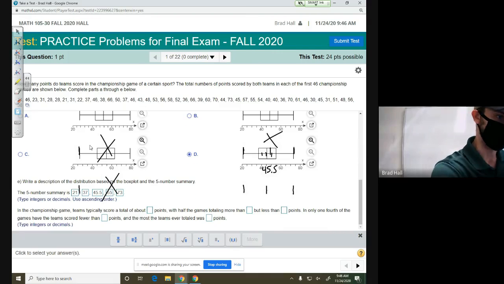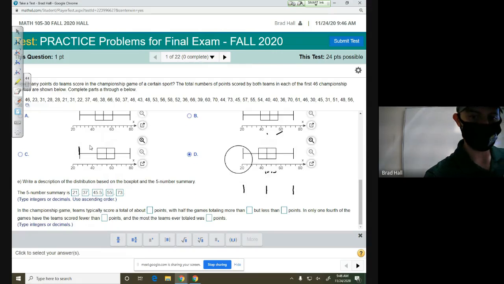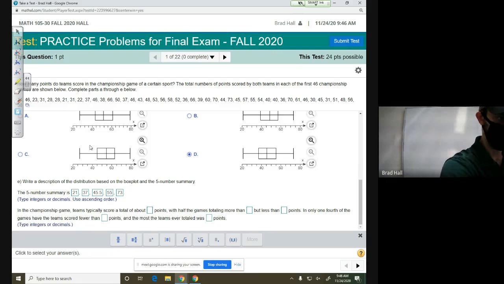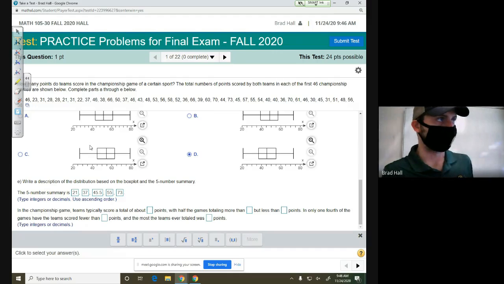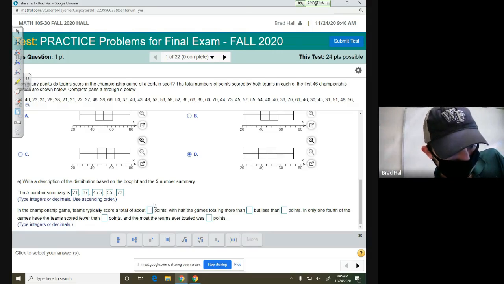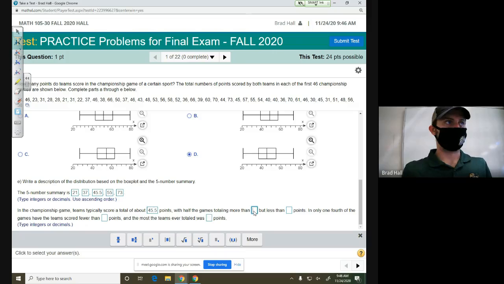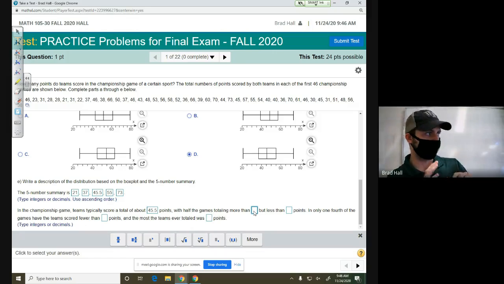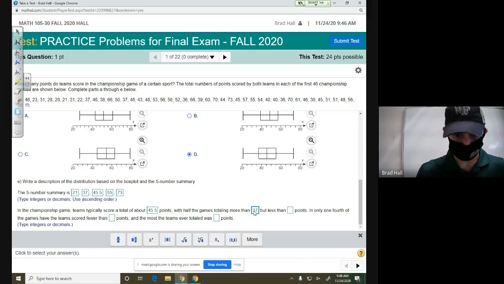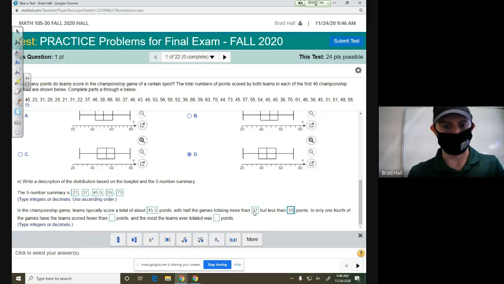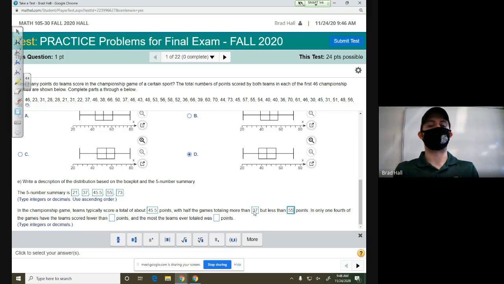And then finally, it's this last problem down here. In the championship game, teams typically score. So a typical score would be the median. So that's 45.5. And half of the games total more than the first quartile but less than the third quartile, because remember, the first and the third quartile represent the inner 50% of the data. That's where half of the expected values occur.